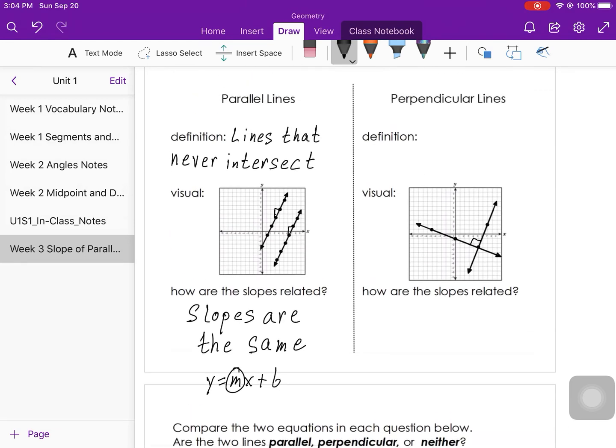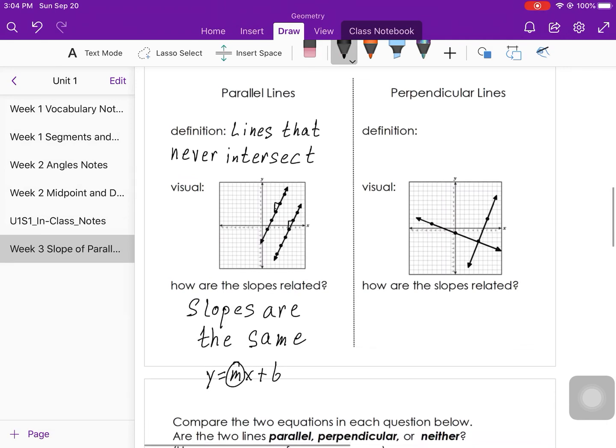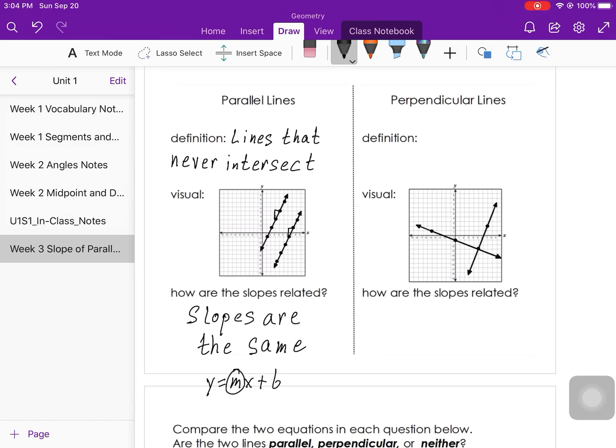Then on the other side, we have perpendicular. Sorry, I've recorded this video a couple times, so I got some leftover drawings. Perpendicular lines, the definition of those is lines that intersect to form a specific type of angle, and they form a right angle. And remember, a right angle is a 90-degree angle.